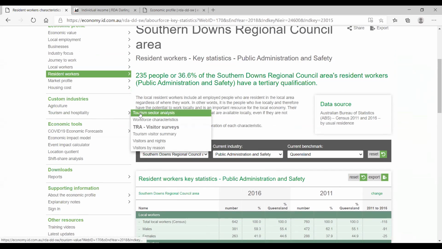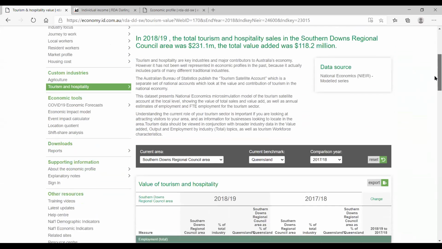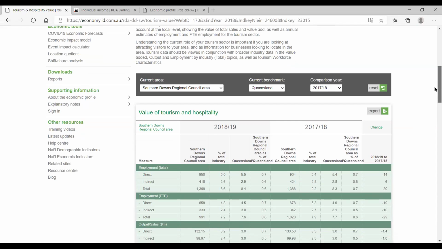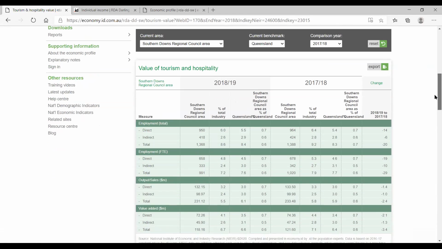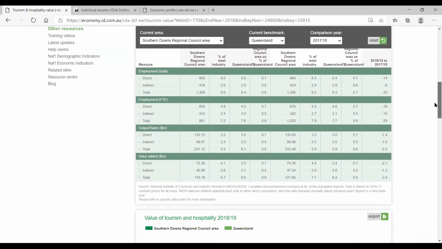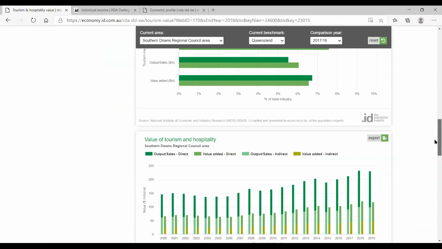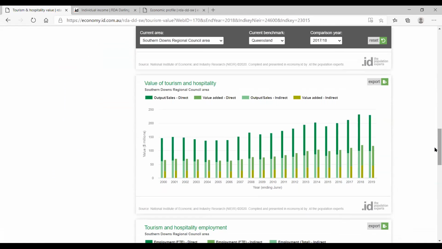The next one I'm going to look at, guys, is my tourism sector analysis. Sometimes some regions don't get access to a great amount of data because of the way the data is collected. But this gives us an idea of how many people are employed in this sector, both directly and indirectly. When we come down here, it talks to me about the value of tourism and hospitality compared to Queensland. And here we can see how we've been performing in terms of tourism. Since 2015, we've seen some improvement in our tourism industry, a bit of a fall away from 18-19, and it'll be really interesting to see how we go from 19-20.